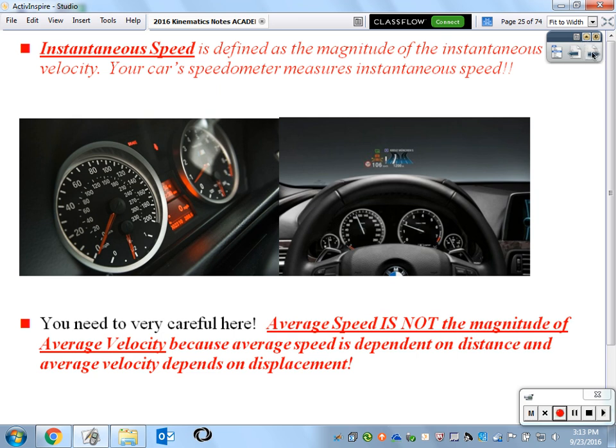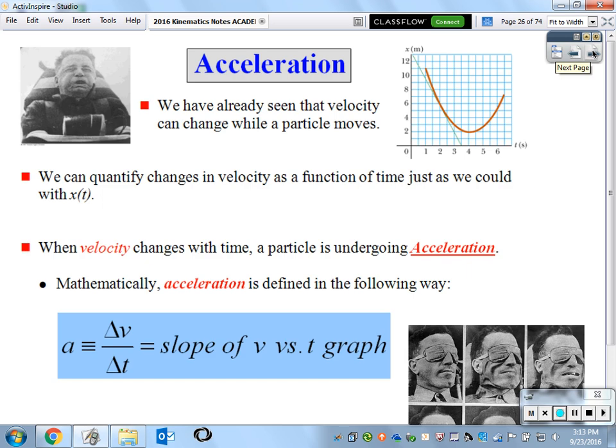All right, one last concept. This is something that's new, but another term that we need, and that is acceleration. As we've seen, velocity can change with time because the velocity of something is going to change over a period of time in certain examples. And in physics, we need to quantify changes in velocity just like we quantify changes in position. Now, when velocity changes with time, a particle is going to undergo acceleration. And you could read that in reverse order. Acceleration means any change in velocity.